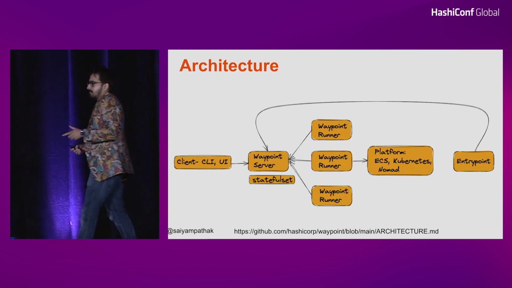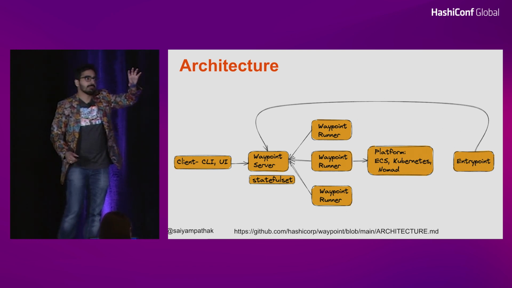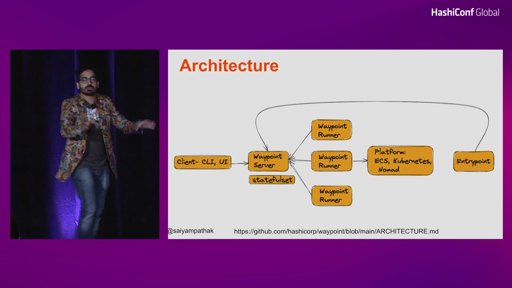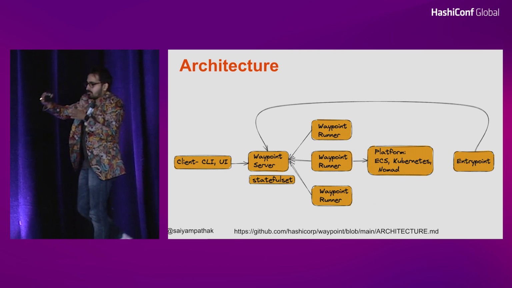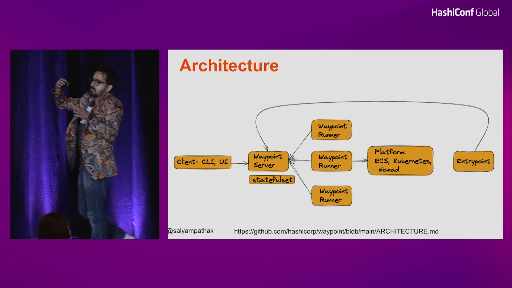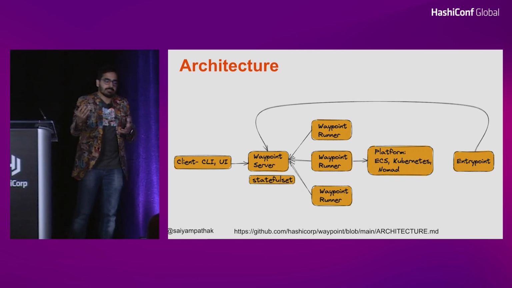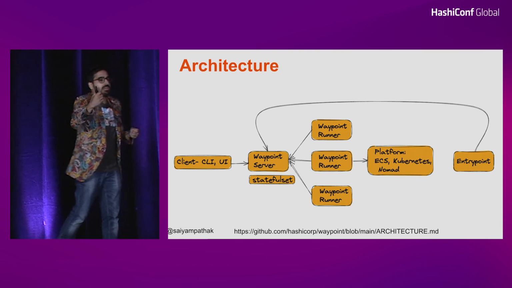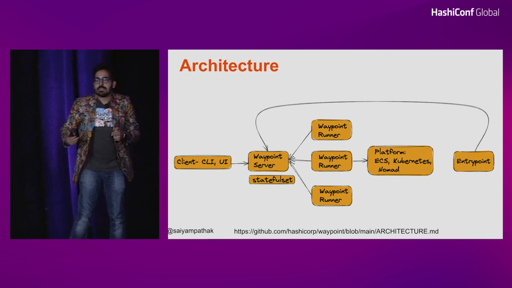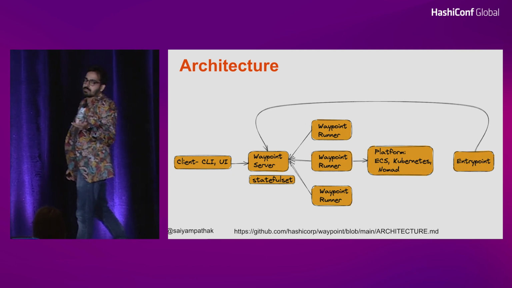Next, the architecture. So how Waypoint works is, you have to have the Waypoint CLI downloaded to your local machine. Then you will be installing the server, doing the Waypoint install command onto the platform. Let's take the example of Kubernetes in this case. When you do Waypoint install with platform as Kubernetes, it will be installing a stateful set, the runner, and the entry point.